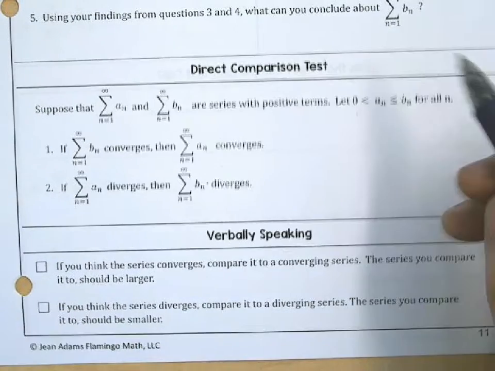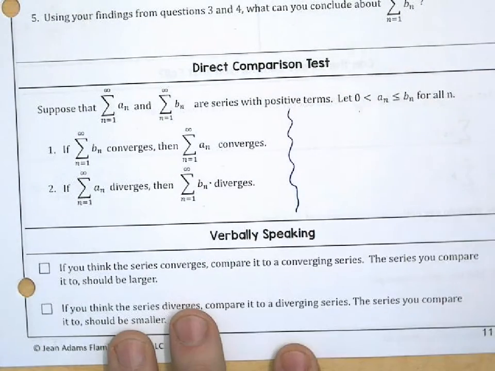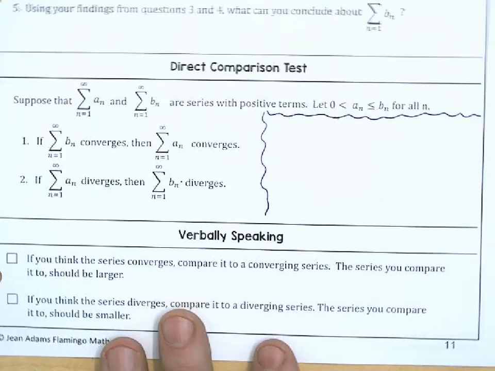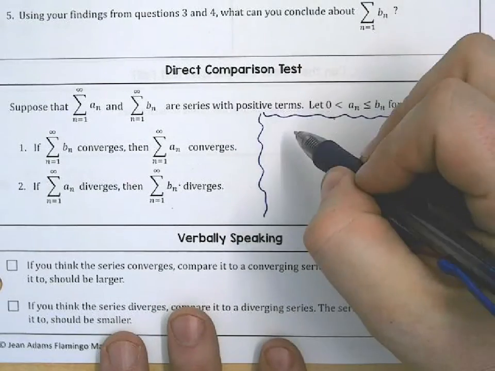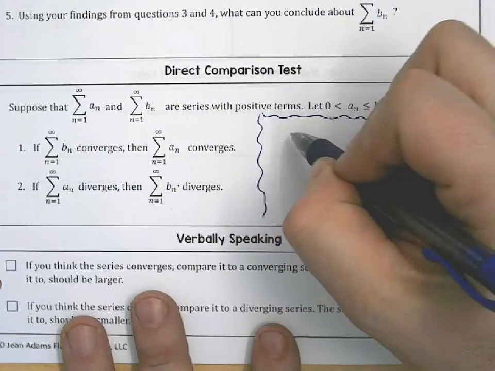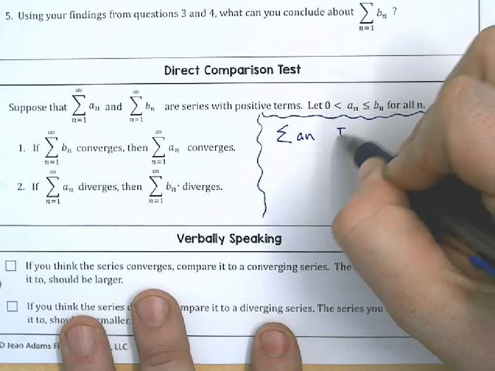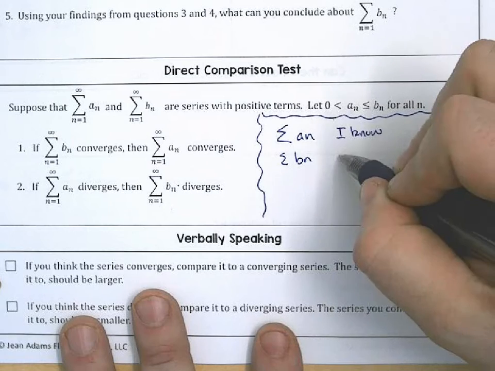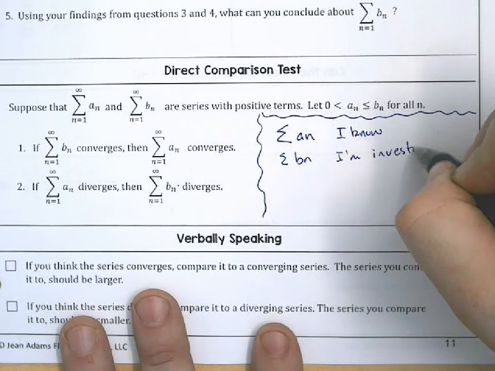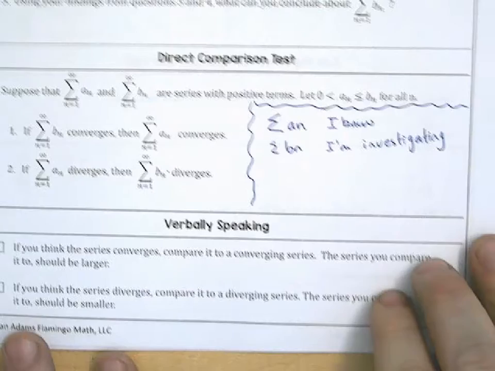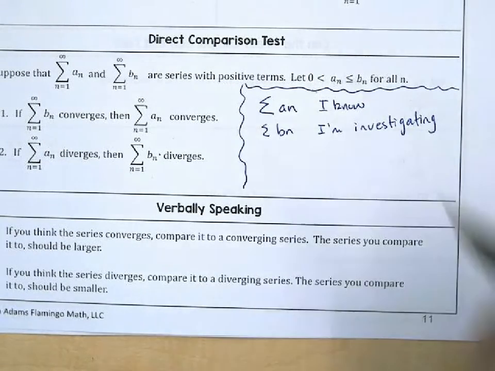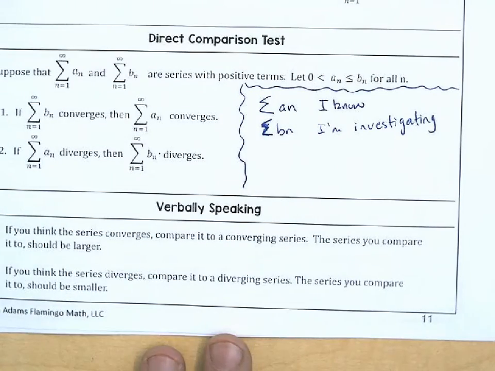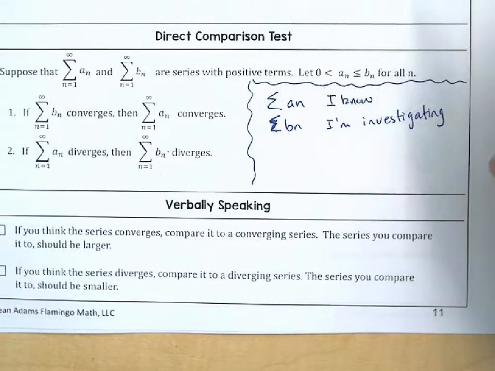So what I like to say is that I always look at it as A sub n is the series I know something about, and B sub n is what I'm investigating. So for me, this is strictly how I think about it. If you guys like this, you can think about it this way. Otherwise, we have some verbal words down here that help as well.